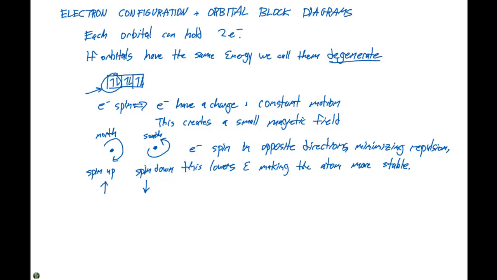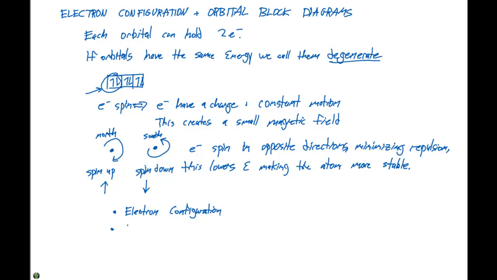Okay? So since this arrangement of electrons dictates the overall energy of the atom, we need a notation to describe the arrangement of these electrons. And there's 2 main notations that we use. We use electron configuration, which simply tells us how many electrons are in a particular orbital.